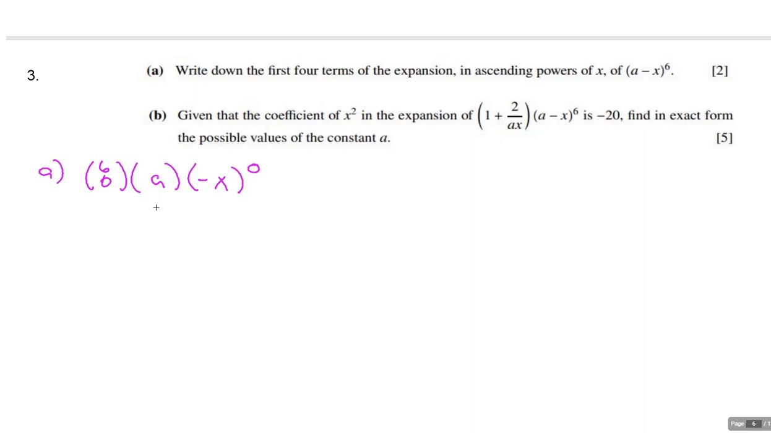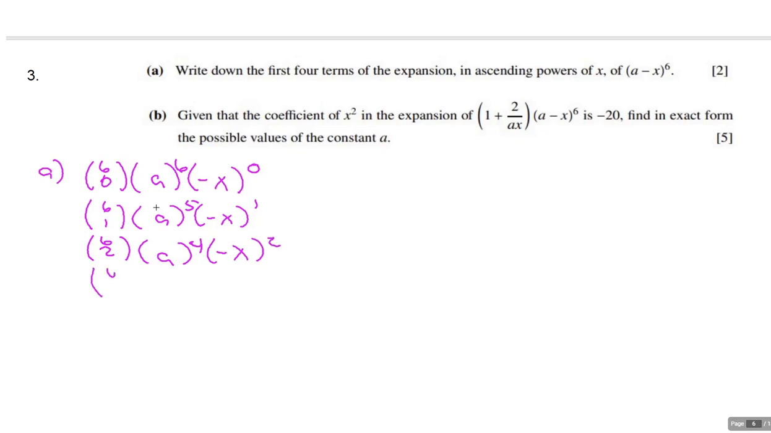It would be 6. And then what's the next one going to be? 6 choose 1. And then what? a to the 5. And then 1. And then what's the next one going to be? 6 choose 2. And see what happens is you can see that it's going to develop a pattern.